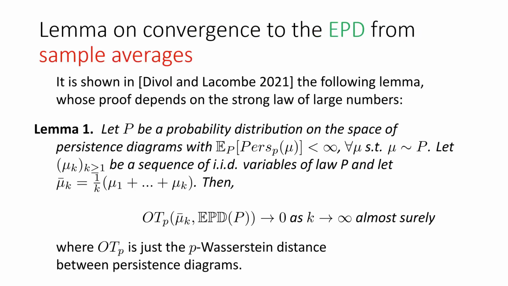Here we have the following lemma that determines convergence of the sample average of persistence diagrams to the EPD, whose proof depends on the strong law of large numbers. It states the following. Let P be a probability distribution on the space of persistence diagrams with expected persistence finite over mu sampled from P. Let mu_k be a sequence of IID variables of law P. Let mu_k bar be the sample average of the mu's. Then we have that OTP of mu_k bar and EPD of P converges to zero as k goes to infinity almost surely, where OTP is just the p-Wasserstein distance between persistence diagrams.